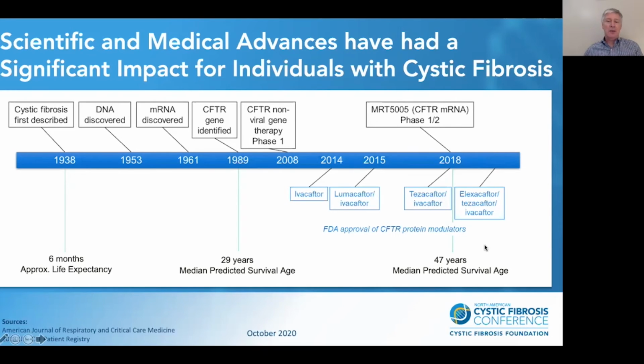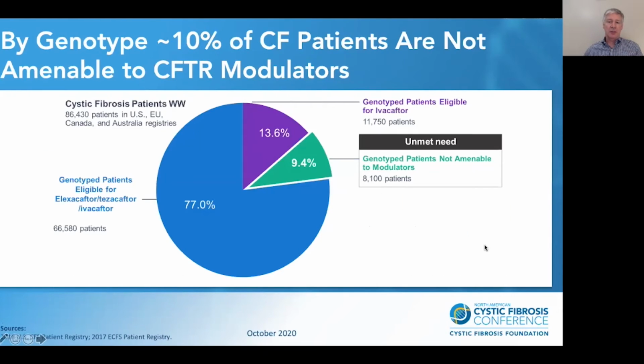And even with the benefit that we see with the modulators, there's still an unmet need in patients with cystic fibrosis. Now, this data here, taken from the registries from the US, from Europe, from Canada, and Australia, you can see that a large proportion of patients are eligible for either ivacaftor or the elexacaftor triple combination. There remains almost 10% of individuals whose genotype suggests they're not amenable to these modulators.